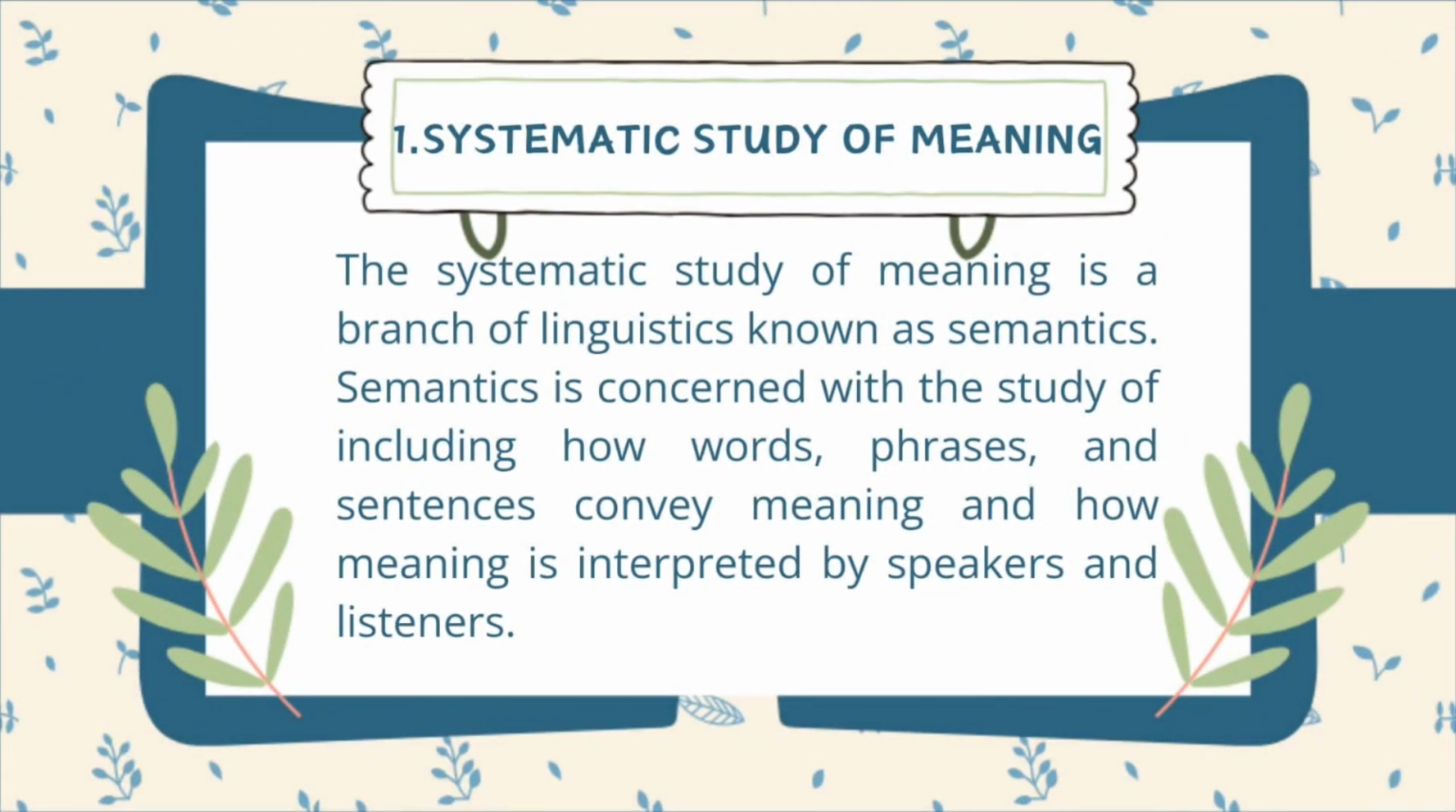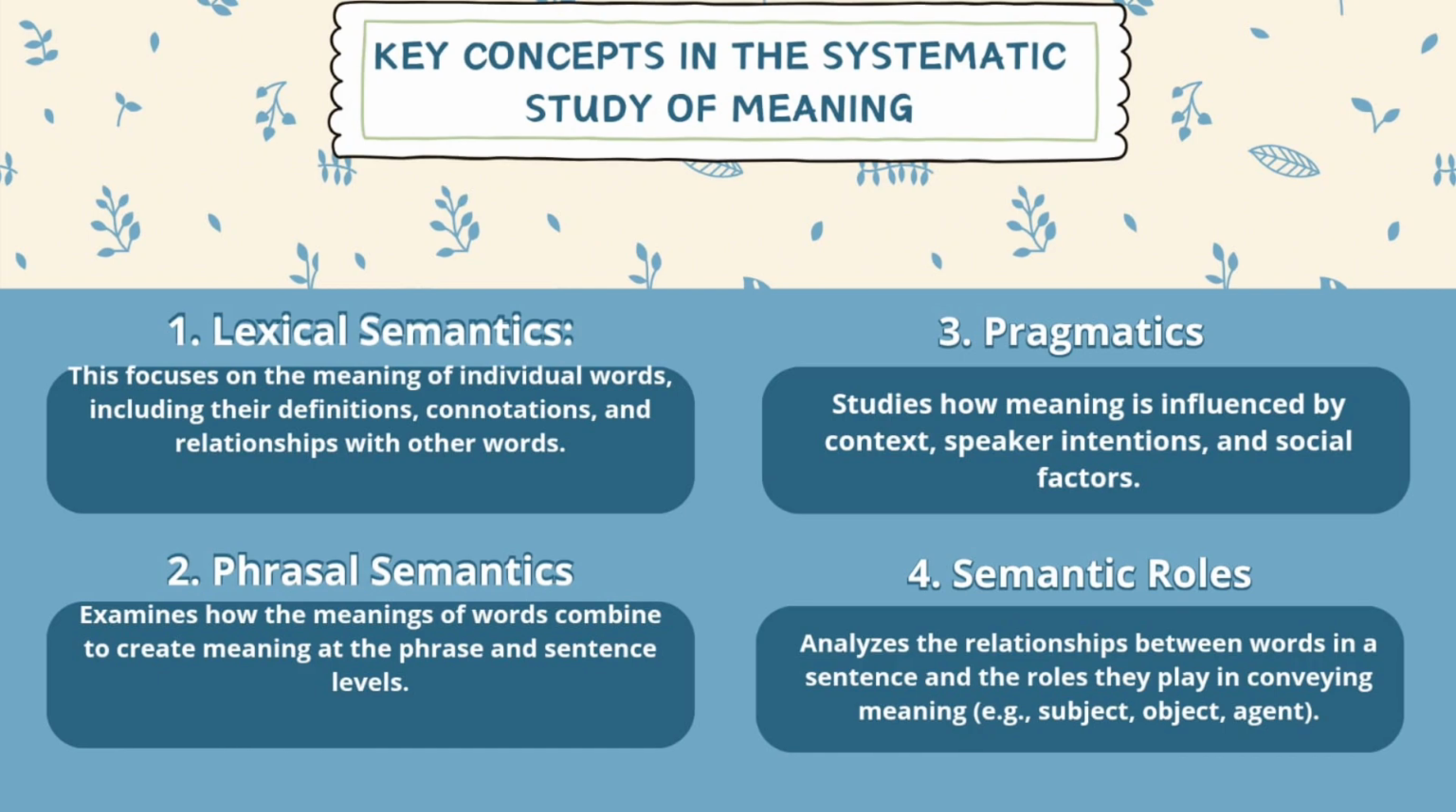First of all, let's study the systematic study of meaning. The systematic study of meaning is a branch of linguistics known as semantics. Semantics is concerned with how words, phrases, and sentences convey meaning, and how meaning is interpreted by speakers and listeners. The key concepts in the systematic study of meaning: first, lexical semantics. This focuses on the meaning of individual words, including their definitions, connotations, and relationships with other words.